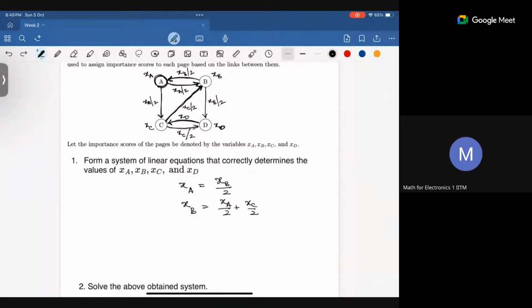Okay, so let's continue. The total importance of each page comes from the other pages. XA importance is coming from page B and page B alone, and page B has information shared to A as well as D. So the total importance will not be given to A; it's only half of the information. That is why we had XB by 2 equals XA. Similarly, XB's importance is in A as well as C, and A gets only half the importance, and C also gets only half the importance.